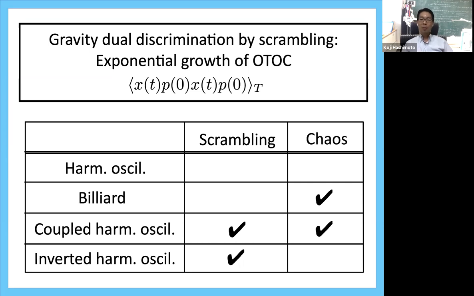I'm not sure whether this terminology continues to be used in our community. But since exponential growth of OTOC is the best way to discriminate whether a system allows a gravity dual or not, I think this is a good terminology to use. About your question, I have no idea how these are related. At least in my case, OTOC growth will never happen for free field theory.